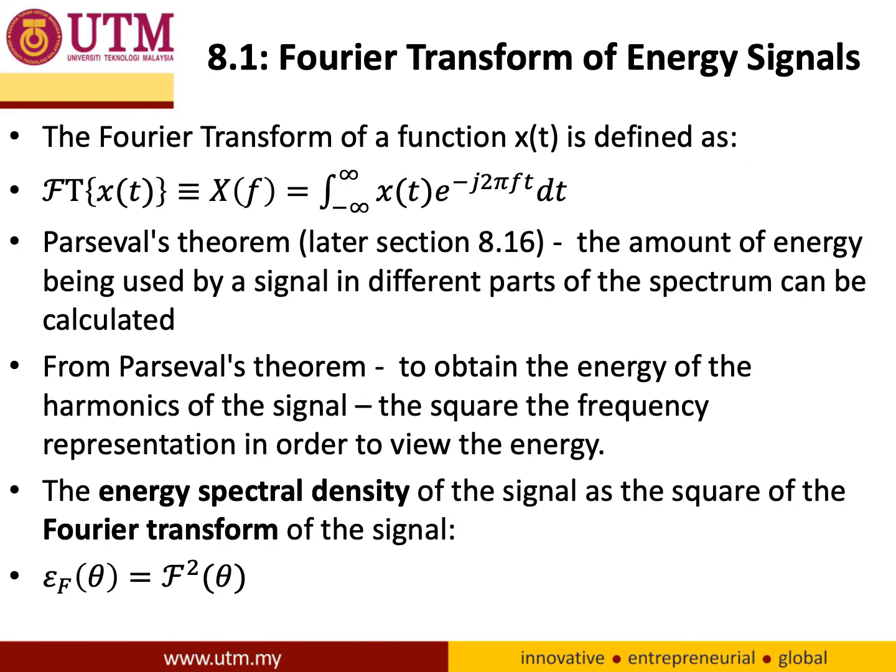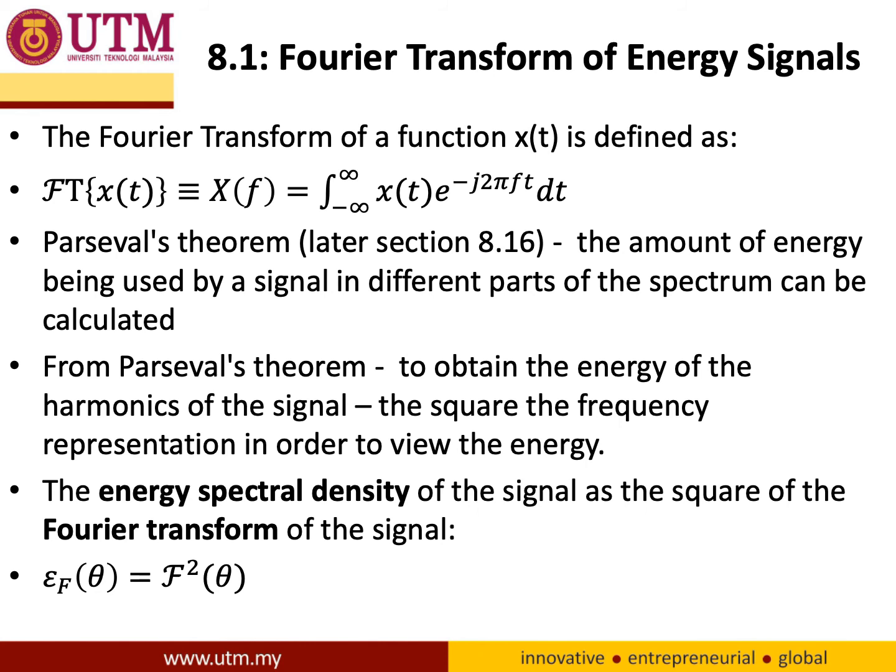Now let us look at Fourier transform of energy signal. The Fourier transform of a function x(t) is defined by this formula. The notation that we use for the Fourier transform of a signal x(t) is capital X with bracket of f, where f refers to frequency, equal to the integration from minus infinity to infinity of x(t) e to the minus j 2 pi f t dt.